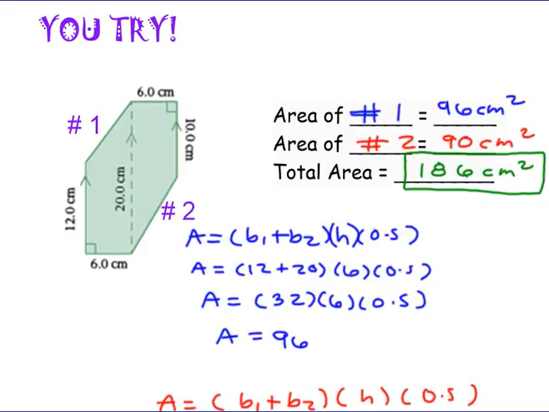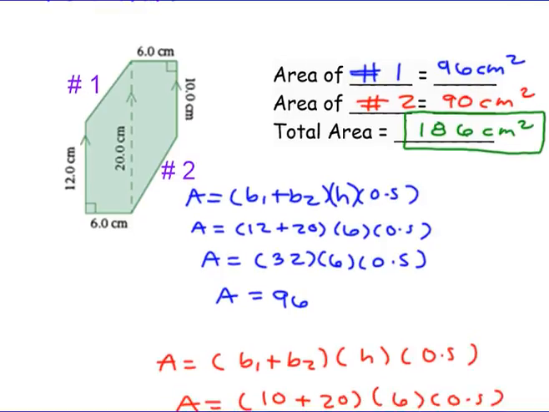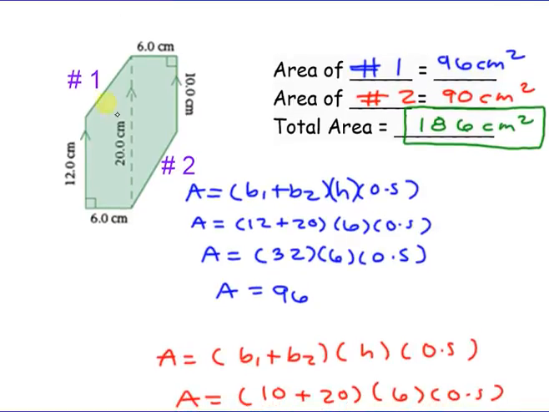All right, so go ahead and pause if you're not done. For the first one and for the second one, these were both trapezoids, okay? So you had to use the trapezoid formula for both of them. And I labeled them 1 and 2 to make it a little easier.